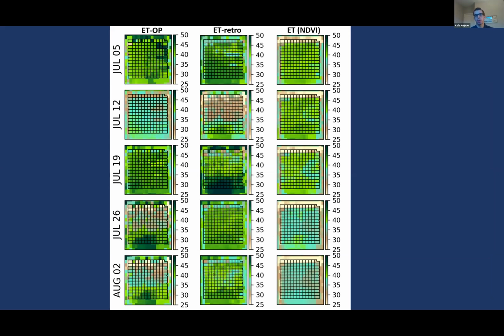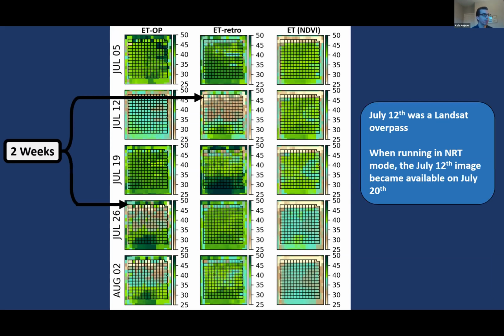Now, unfortunately, when we were looking at spatial differences, we started seeing larger differences between the operationally run model, which is on the far left there, the retroactively run model in the center, and the business as usual model on the right. And what we found, and you probably already picked up on it, was the spatial differences, specifically between the northern half of the vineyard and the southern half of the vineyard. And we noticed that in the operationally run model, that stress signal was picked up on the July 26th model run, where retroactively it was picked up on July 12th.